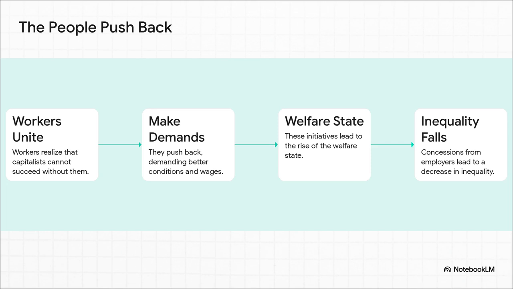So what gives? What changed? Well, with all these workers now packed into factories and cities, they start to realize something. They realize, hey, wait a minute, these factory owners need us. So they organize. They start to push back, demanding their fair share of all this new wealth they're creating. And out of that struggle, the modern welfare state is born. And for the first time in thousands of years, inequality actually starts to go down.